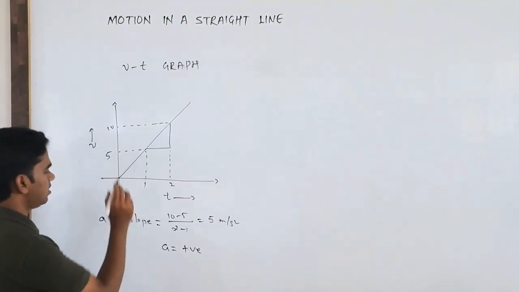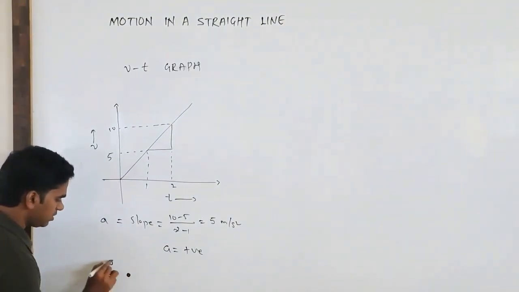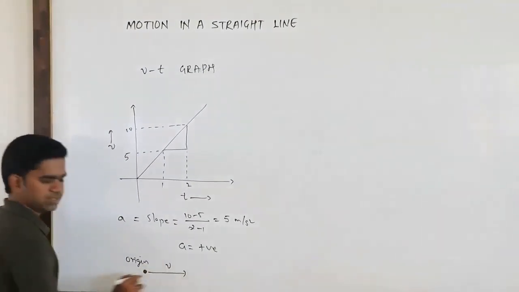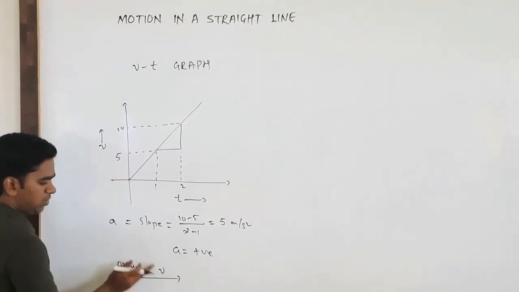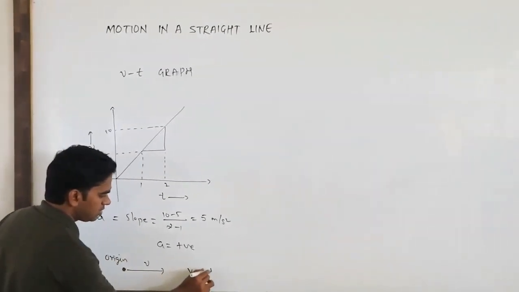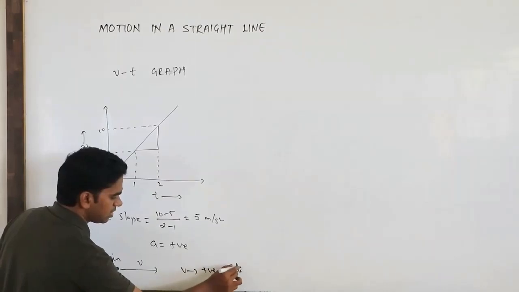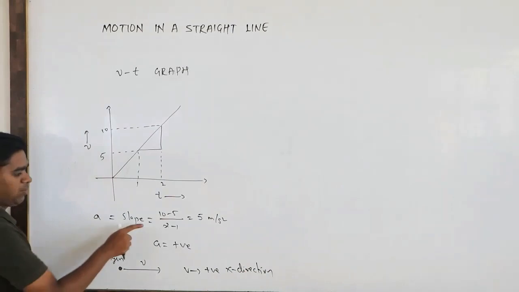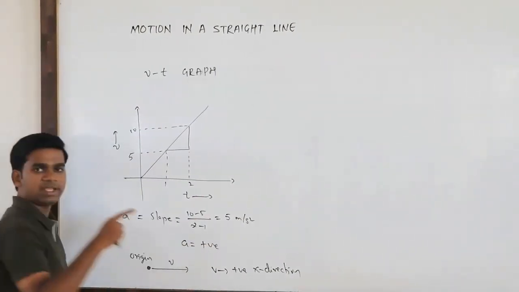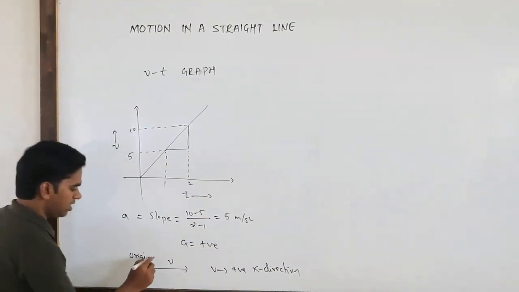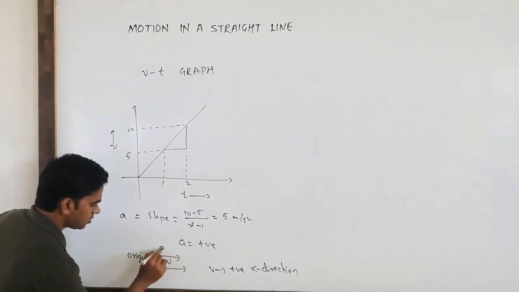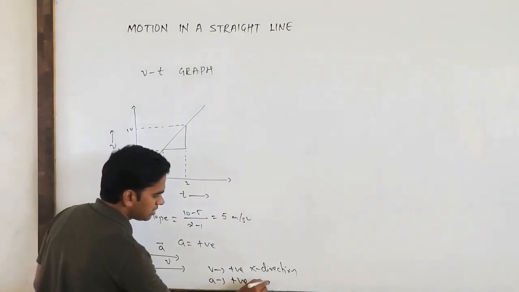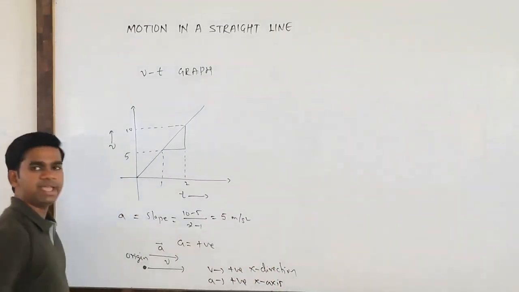Acceleration is positive means this graph is suggesting, if this is the origin, velocity is in this direction. Velocity is in the positive x direction, or positive x axis. What about acceleration? Acceleration also you are getting positive. That means the direction of acceleration is also along the positive. So a is also along the positive x axis or along the positive x direction.